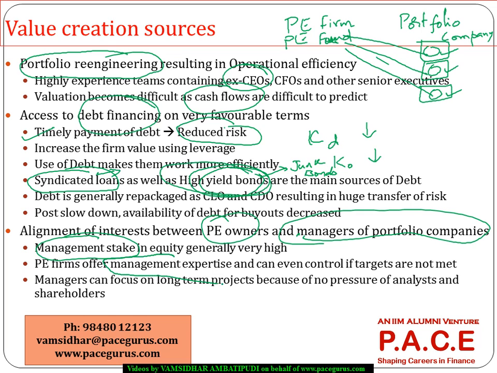Apart from that, the PE firm itself offers management expertise, because it has a lot of people with very solid backgrounds. So it can offer high levels of management expertise to the portfolio company, and it even comes with a clause saying that if the management fails to deliver as per the targets, the private equity investment company can even control the operations of the portfolio company. Even such kinds of clauses could be there as a part of an agreement.